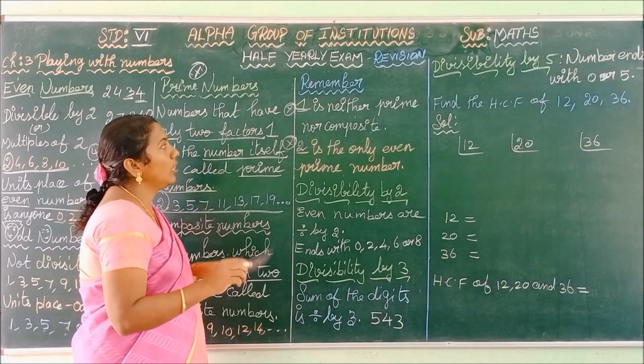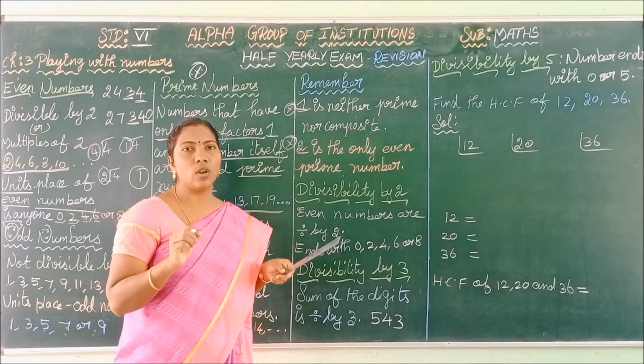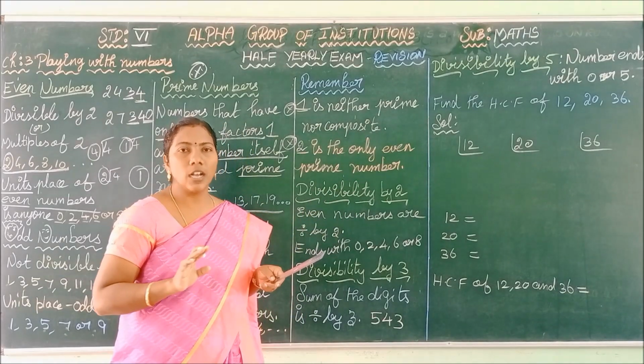Remember this. Okay, so 1 is neither prime nor composite. It means 1 is not a prime number, and 1 is not a composite number.